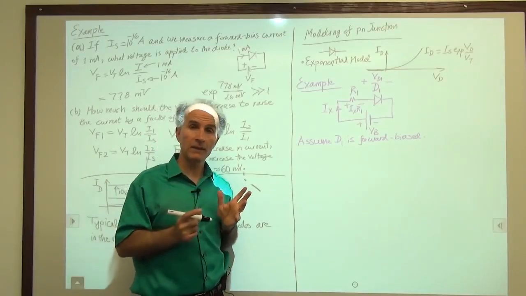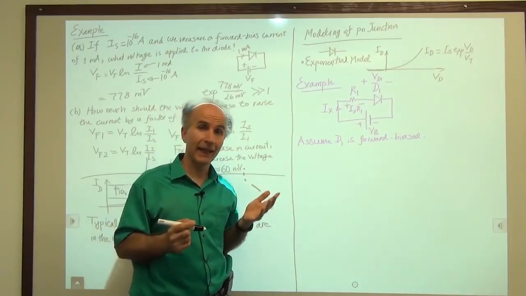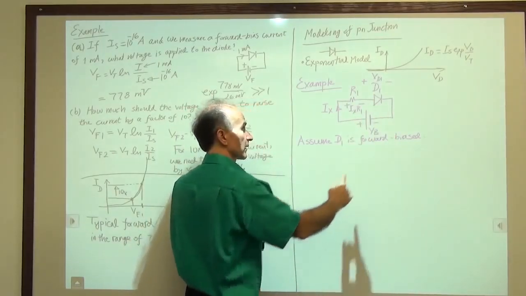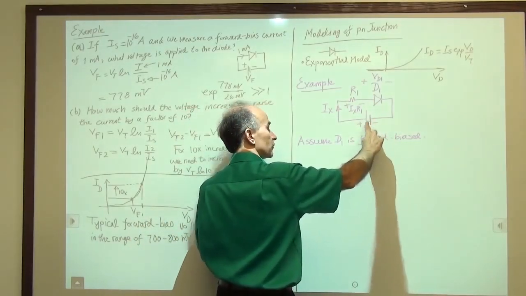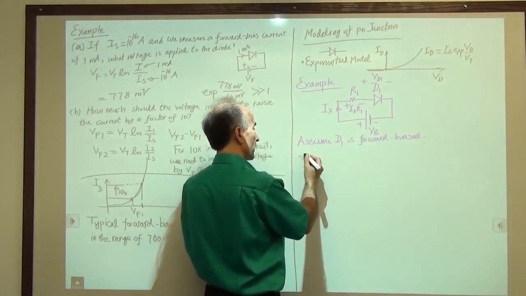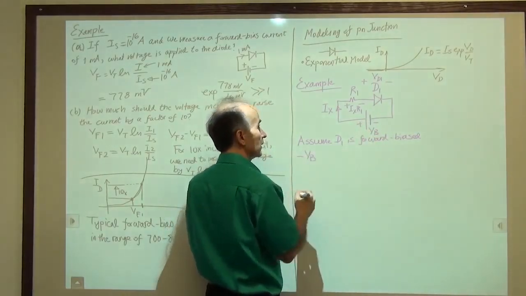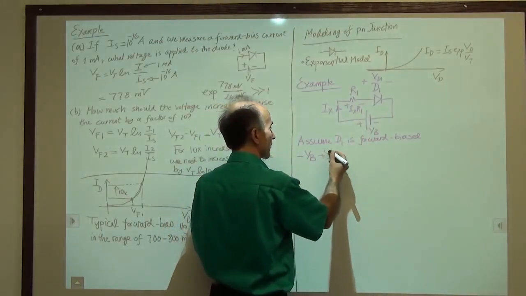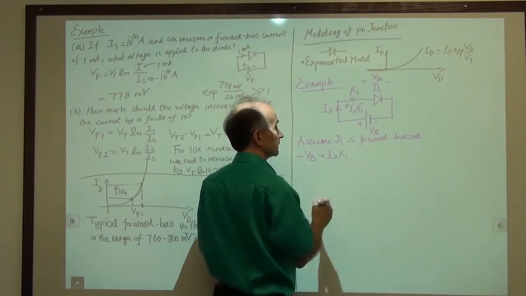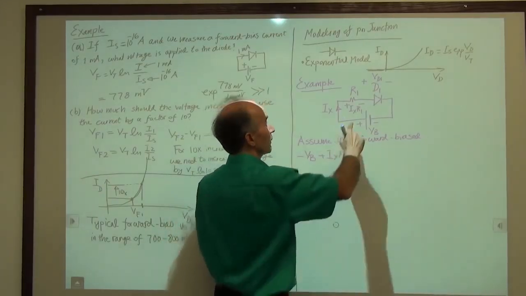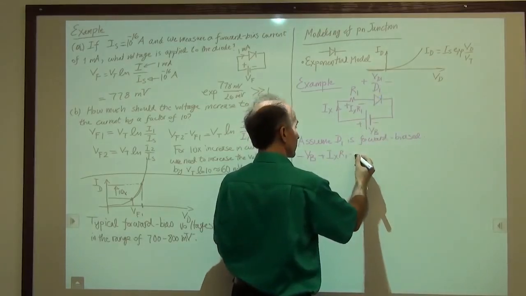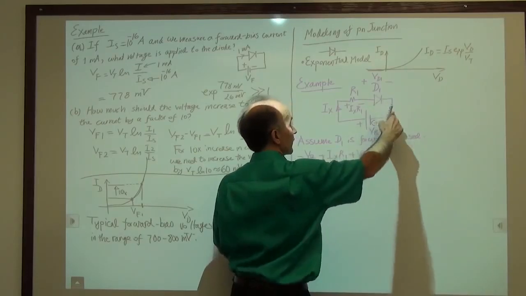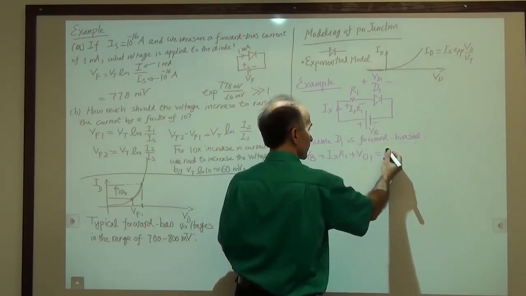Okay, how do we relate all of these? Well, we can write a KVL around this loop. The KVL starts from here. We're going from negative to positive, so we write minus VB. We're going from positive to negative, we write plus Ix R1. Then we're going from positive to negative, we write plus VD1. We are back to where we started, so the result is 0.